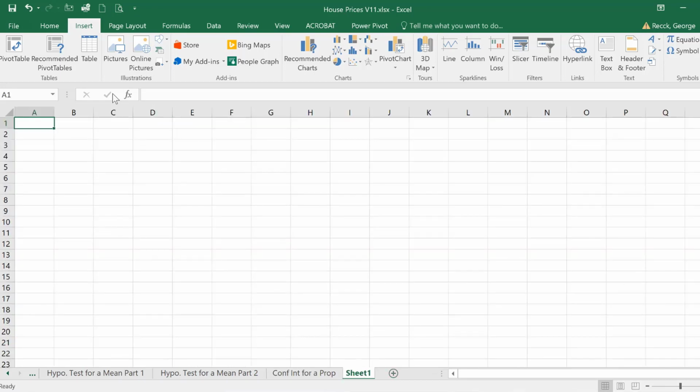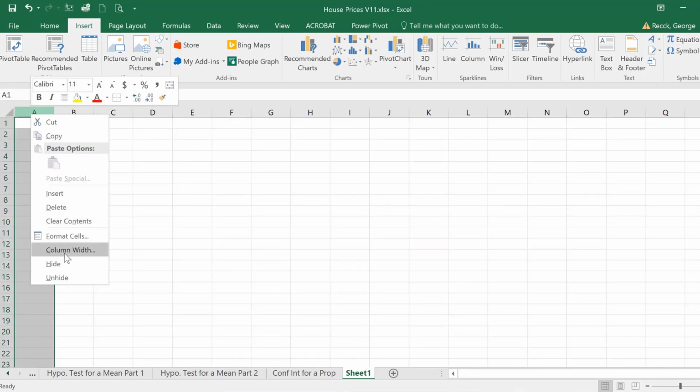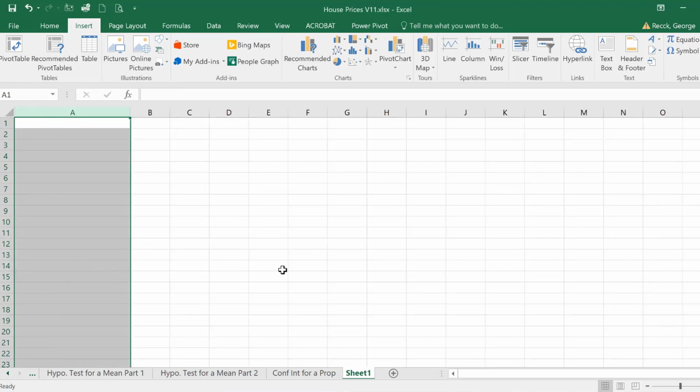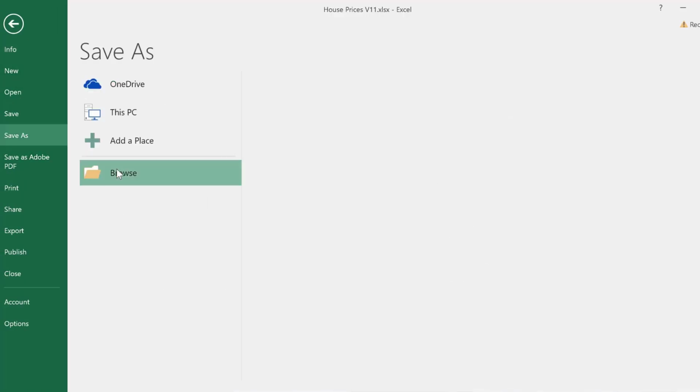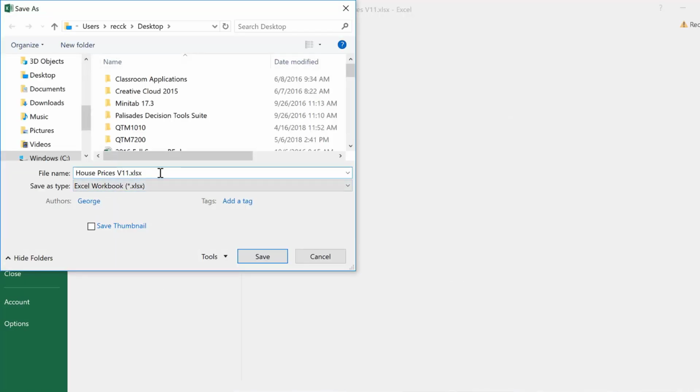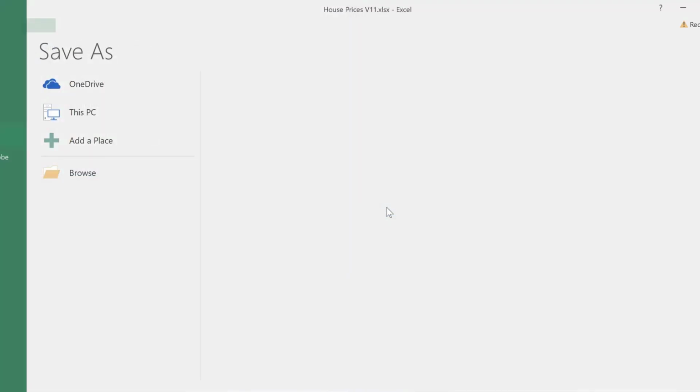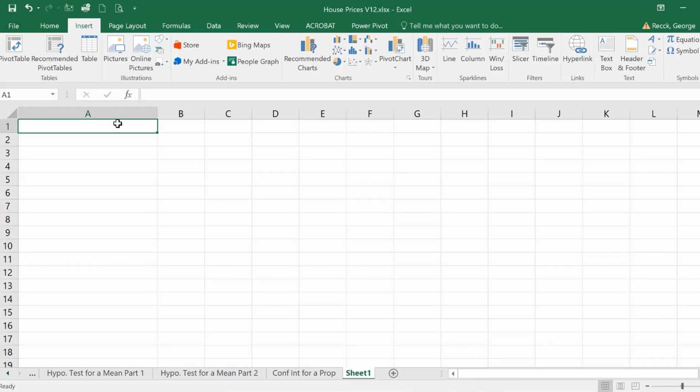So we'll start out by making my column a little bit wider and maybe jumping my zoom up. And then, of course, let's just save this as version 12. I know it's a lot of versions, but it's good practice to document how your progression goes. And more than several times, I've had to refer back to previous versions of my work.